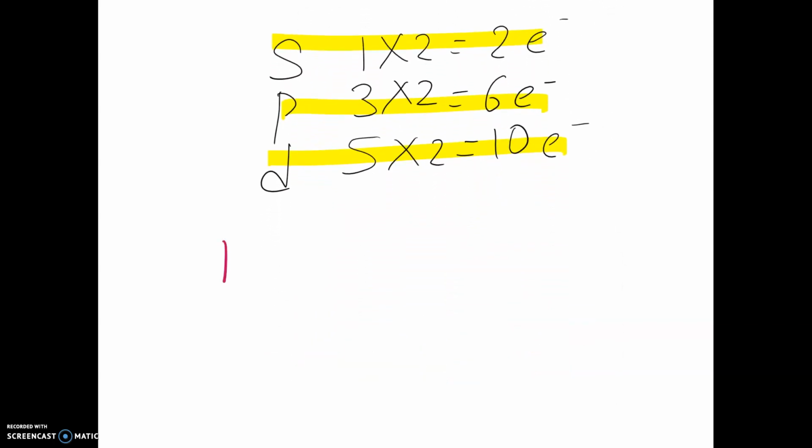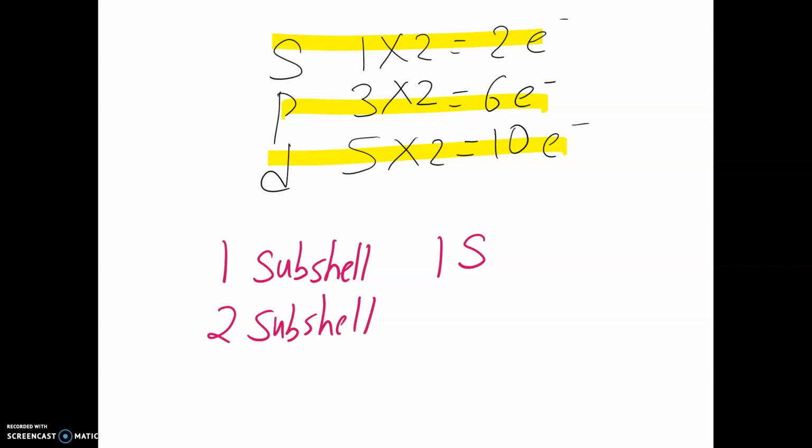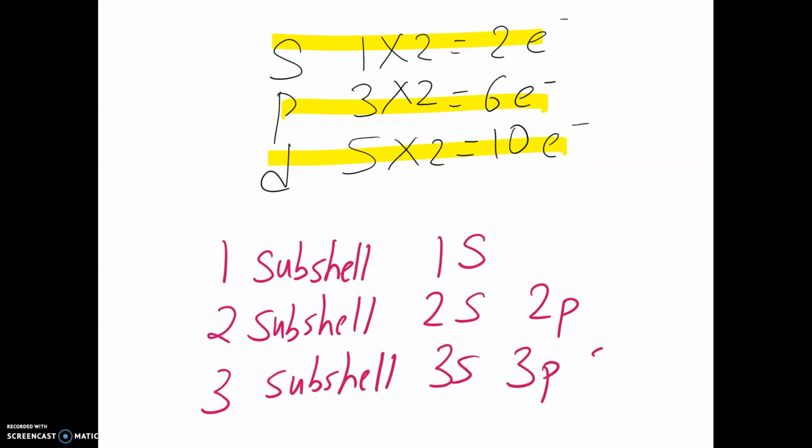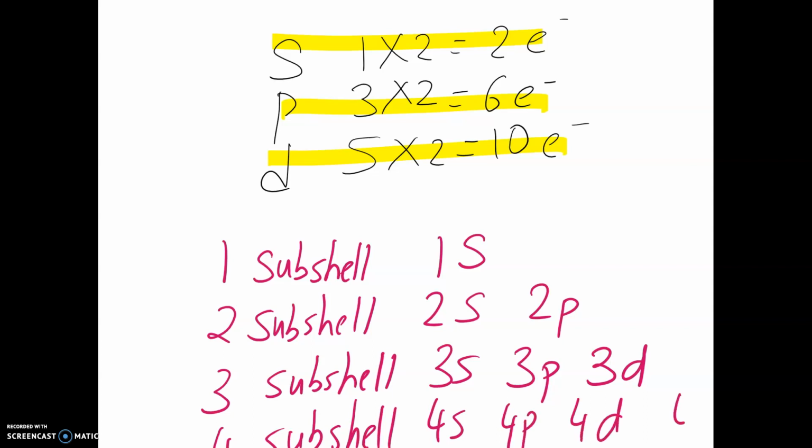If I was to write these out, 1 sub shell is 1s, 2 sub shell is 2s and 2p, 3 sub shell is 3s, 3p and 3d, and 4 sub shell is 4s, 4p, 4d and 4f. We're going to leave the f out of the picture.